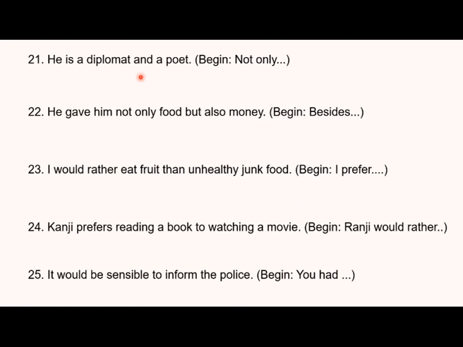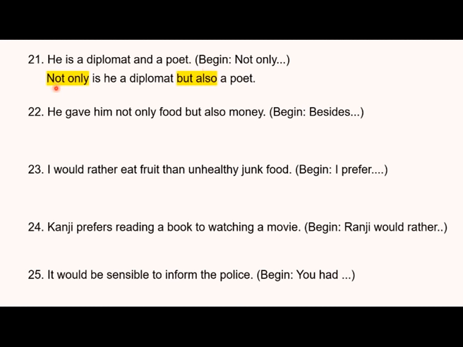Next, he is a diplomat and a poet. Begin with "not only". When you are using "not only", remember "not only" will always be complemented with "but also". Sometimes the distractor may only have "also". So be clear about this.